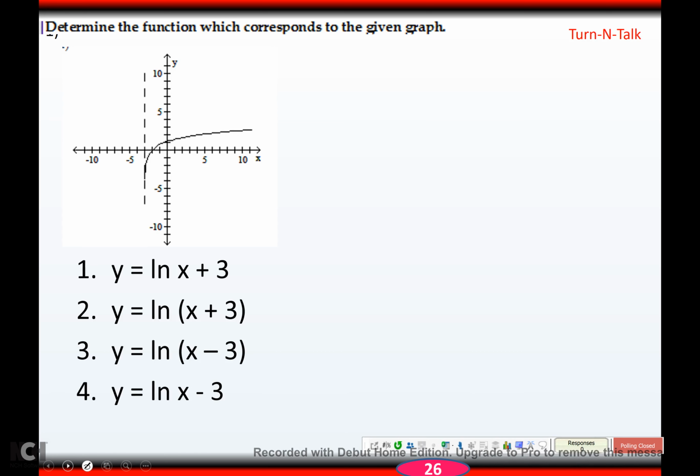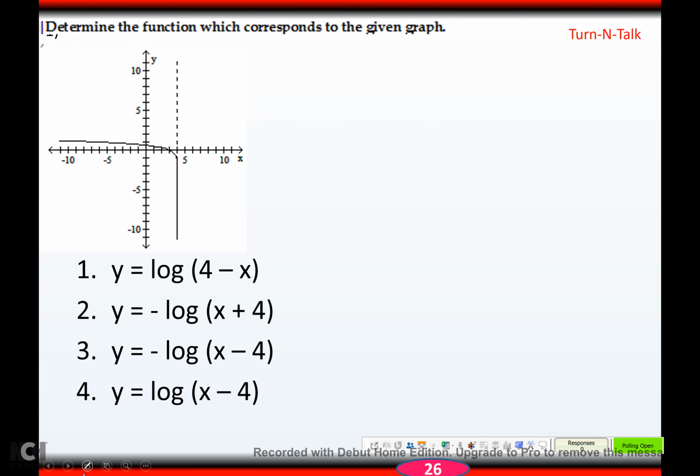Alright, you decide which function this is. Just look at how it moved. Obviously it's the natural log function, so picture where it is, which is like right here. Alright, and then see what they did. Did they move right, left, up, down? Hit pause, come back when you're ready. And they went to the left 3. Which means they added 3 to the x on the inside.